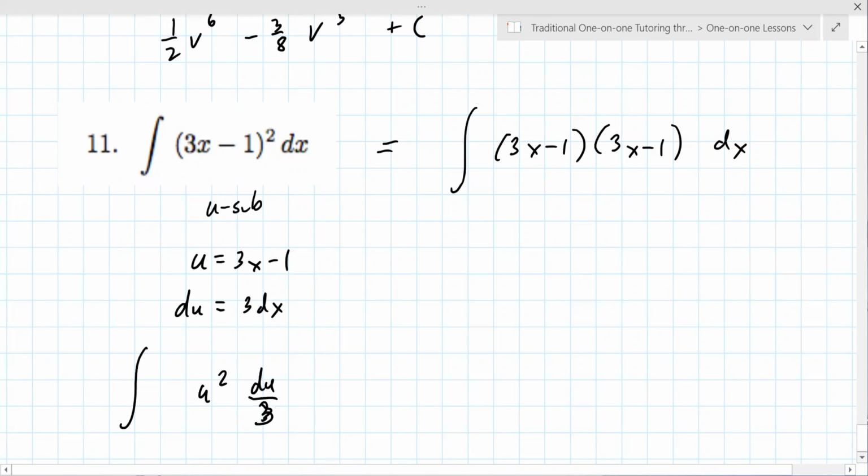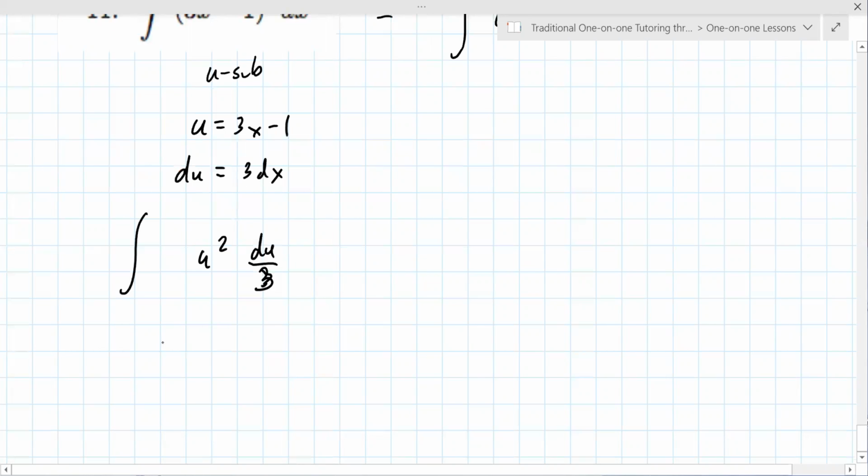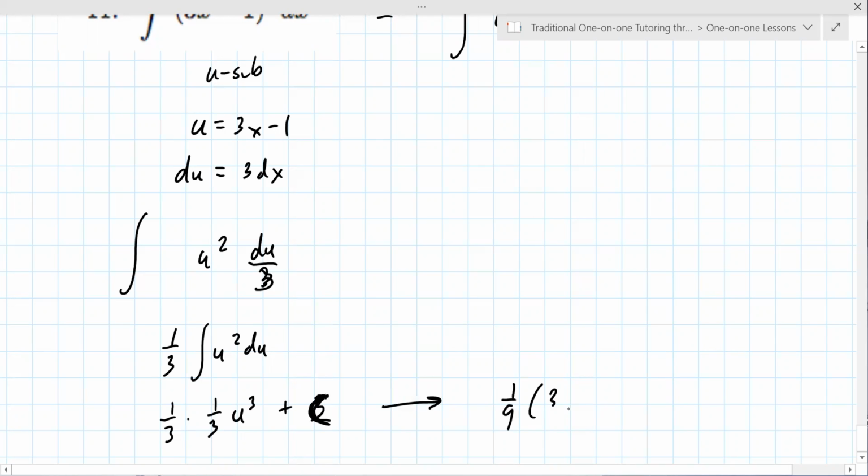Okay, and so our antiderivative is, well, let me rewrite it here. It's 1/3 integral u squared du, 1/3 times 1/3 u cubed plus c, and then you back substitute your u. So it's 1/9, because you can multiply those together, (3x minus 1) to the power of 3 plus c.